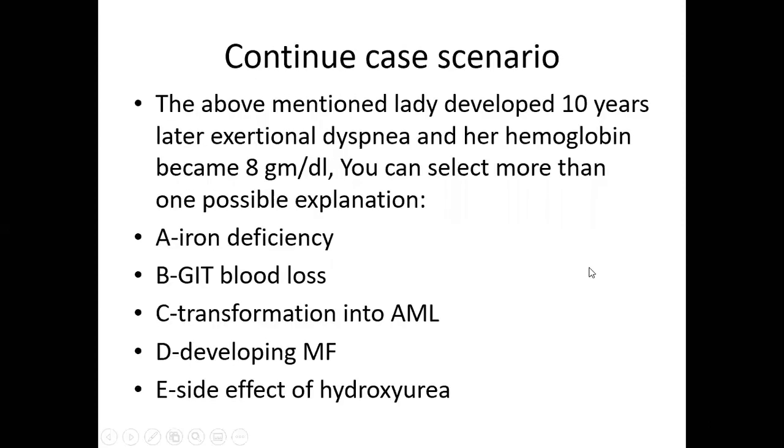We continue the same case scenario. The above mentioned lady developed 10 years later exertional dyspnea, and her hemoglobin became 80 grams per deciliter. You can select more than one possible explanation. The choices include A, iron deficiency, B, GIT blood loss, C, transformation into acute myeloid leukemia, D, developing myelofibrosis, and E, the side effect of hydroxyurea. You can choose more than one possibility, and you will find the answer in the lecture.